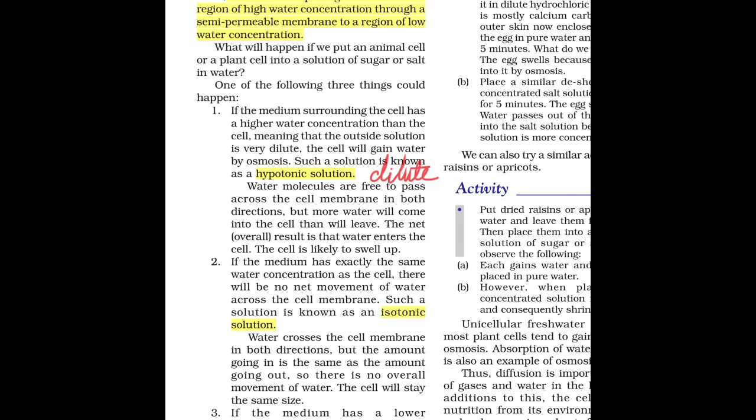In the medium that has exactly the same water concentration as the cell, there will be no net movement of water across the cell membrane. Such a solution is called an isotonic solution. So, if the water concentration inside the cell and outside the cell is equal, it is called isotonic. Water crosses the cell membrane in both directions, but the amount going in is the same as the amount going out. So, there is no overall movement of water and the cell stays the same size.